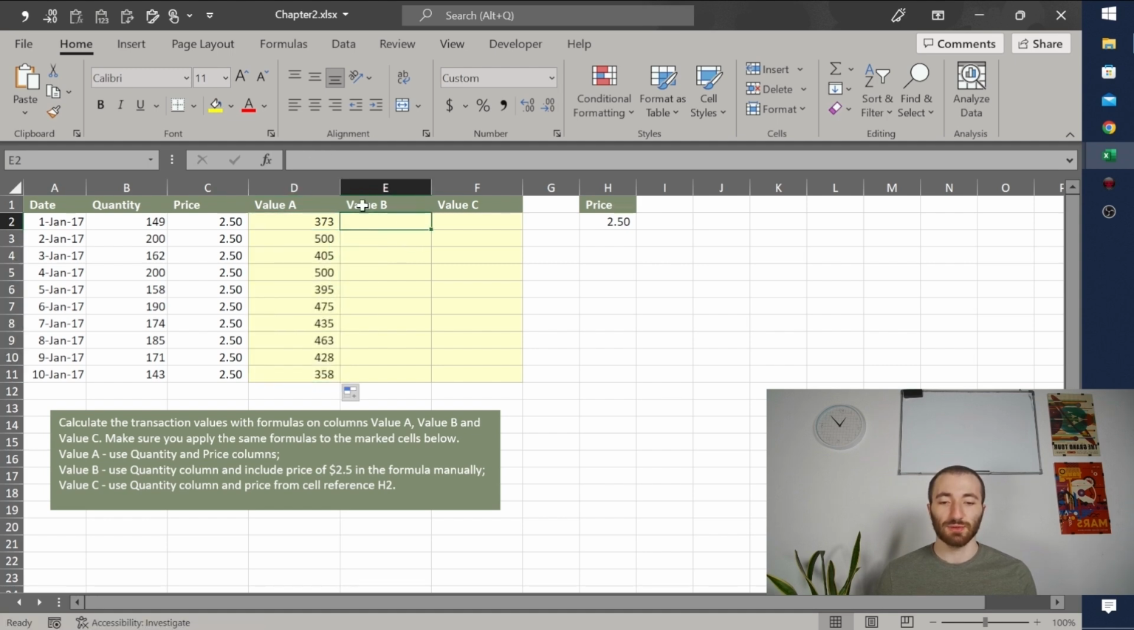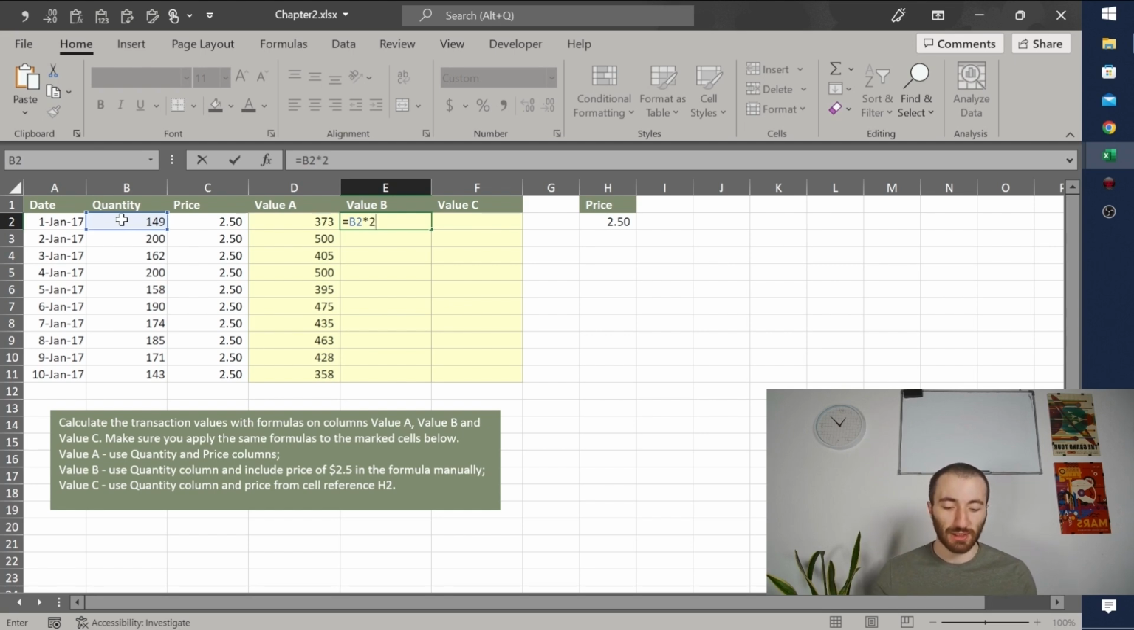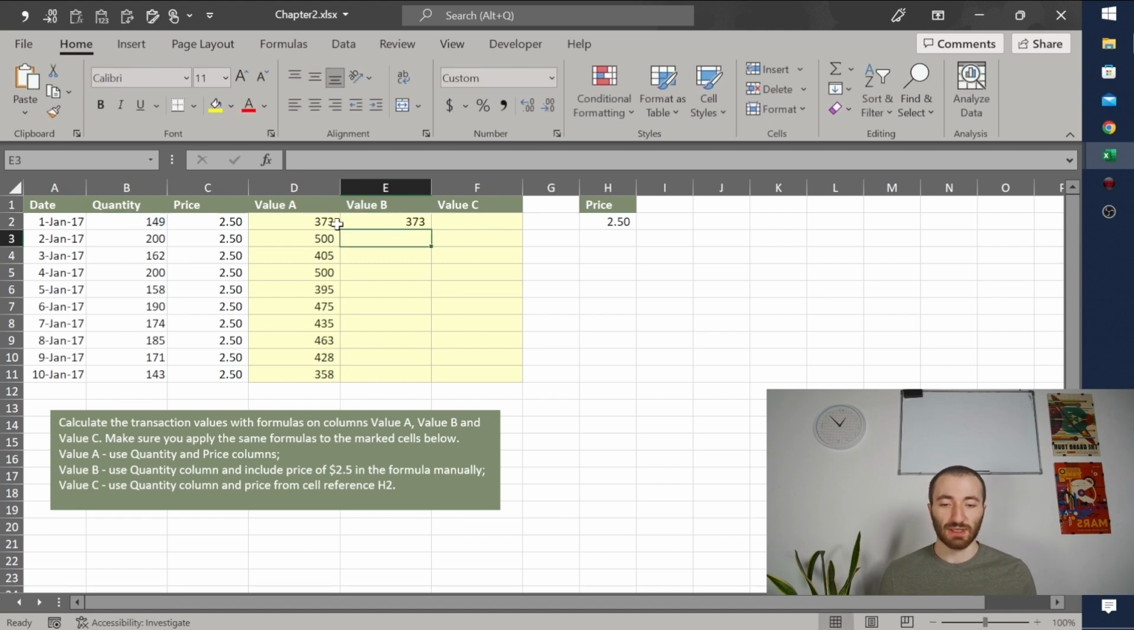Now let's go to value B. Use quantity column and include price of 2.5 in the formula manually. So we need to write equals quantity B2 multiplied by 2.5, and we need to include 2.5 manually. Let's write 2.5. That's it, basically. Let's press enter. As you can see, here and here we have the same result, because price in column C is also 2.5. Let's fill down the formula, double click on black plus sign, and both columns have the same values.